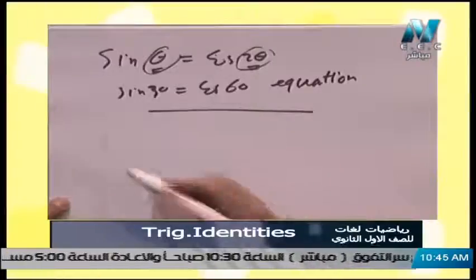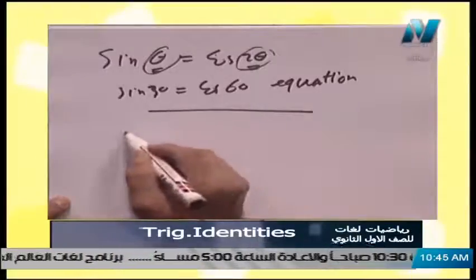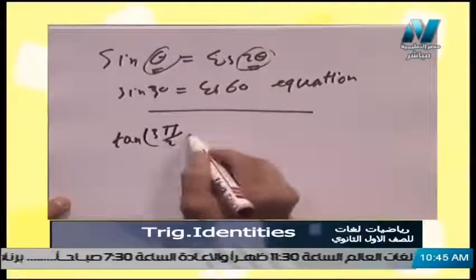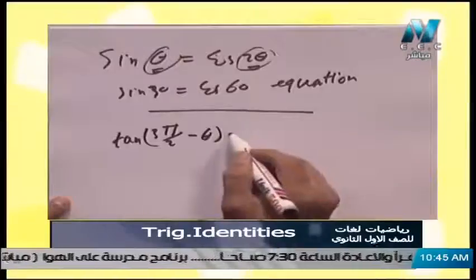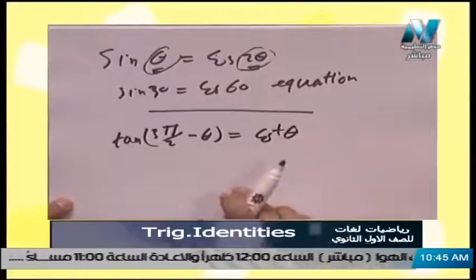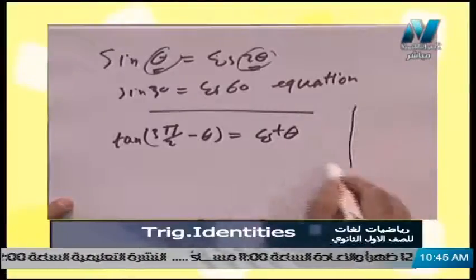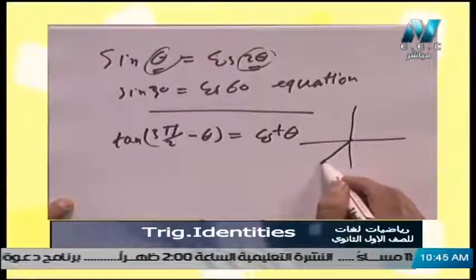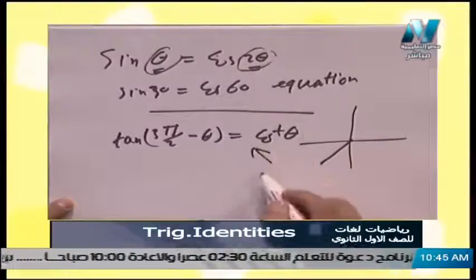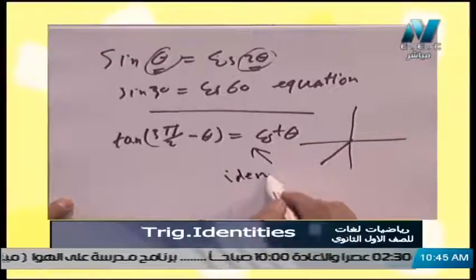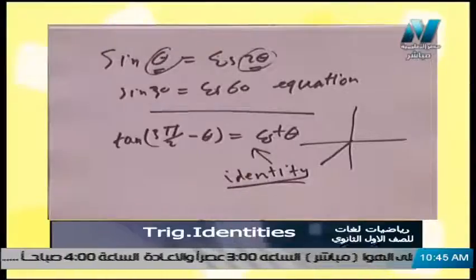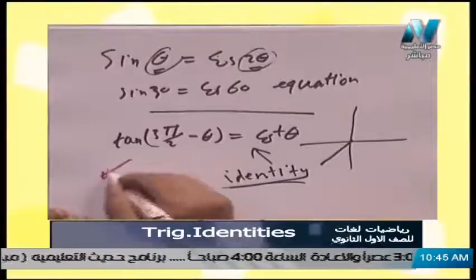Here also, if we have tan of 3 pi over 2 minus theta, of course it equals cotan theta. And it lies in the third quadrant, so its tan here is positive. So it's an identity because they are equal for all values of theta.